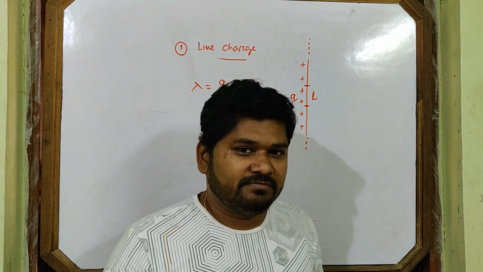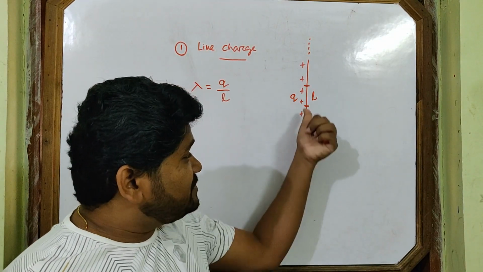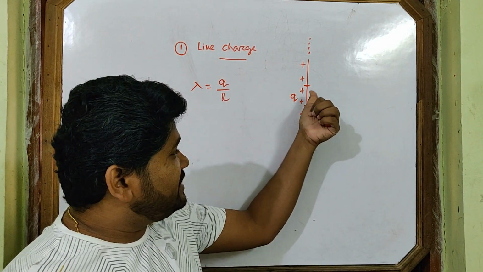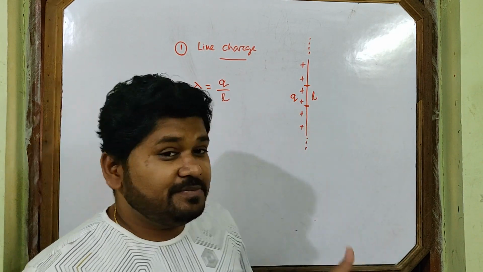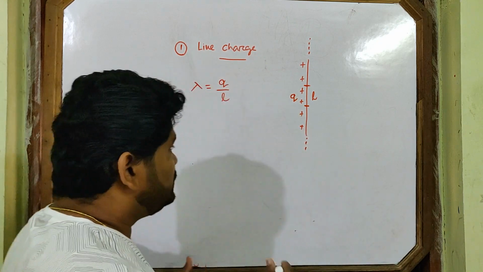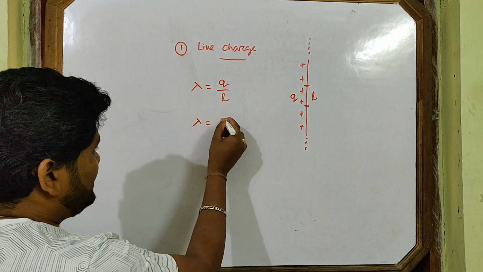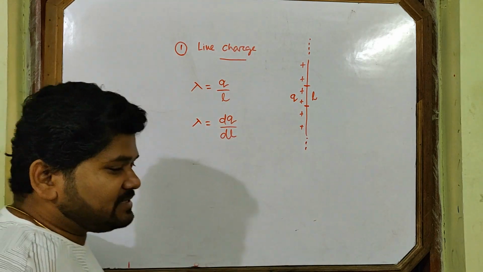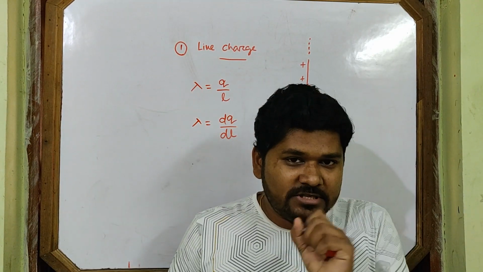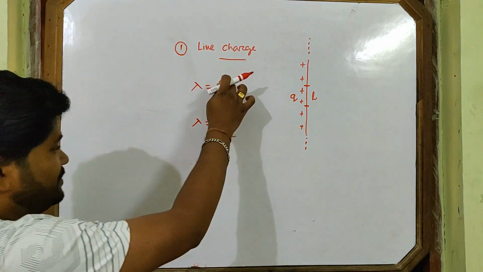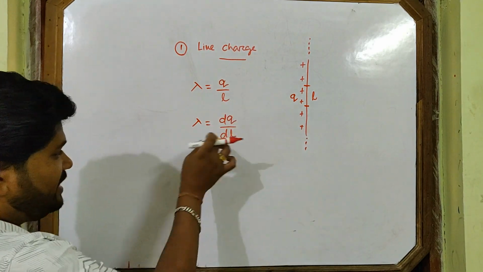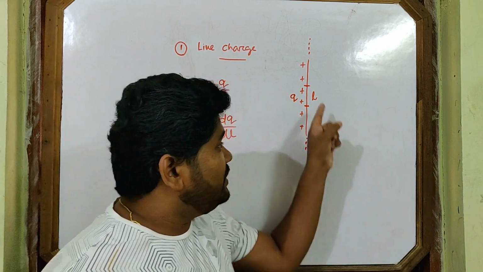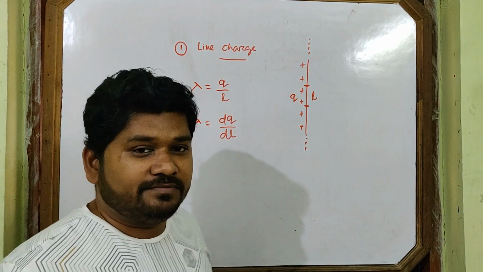Charge by length. If this distribution is not uniform, suppose here the density is different, here the density is different, the density is not uniform. In those cases, we will take lambda as dq by dl. This is another formula of density. If we consider a small section, q becomes small, dq, and l becomes small, dl. So this is linear charge density in a long charged rod.